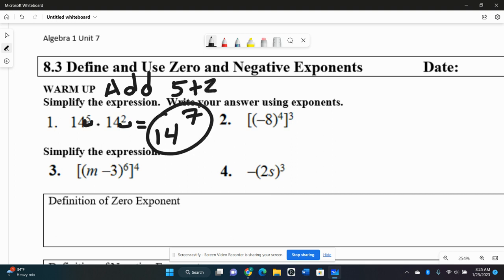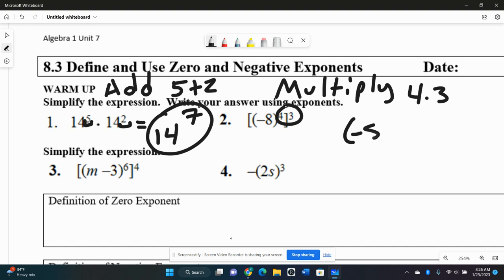On number 2, we have negative 8 to the power of 4 raised to the third power. So we multiply the two exponents. 4 times 3 gives us 12, so we get negative 8 to the power of 12. Number 3, it's the same idea. We're multiplying these exponents, so we get m minus 3 to the power of 24. 6 times 4 is 24.